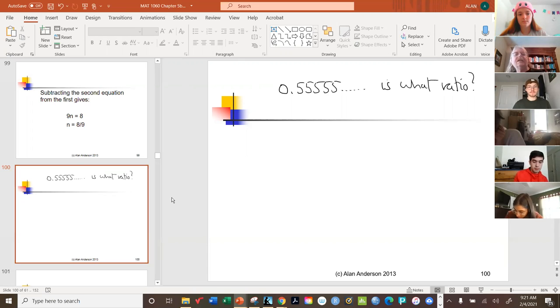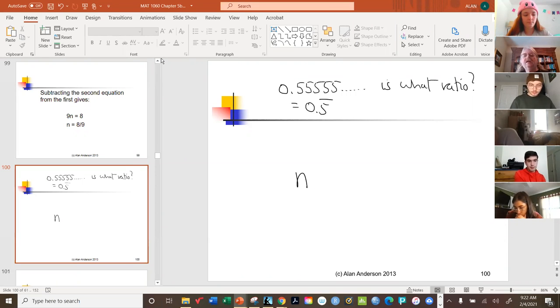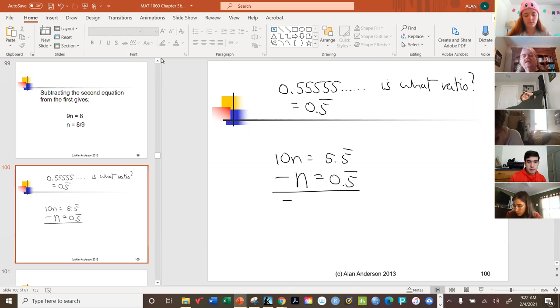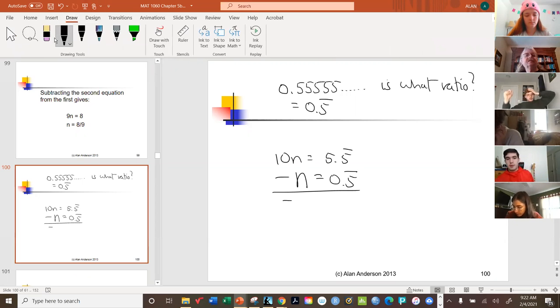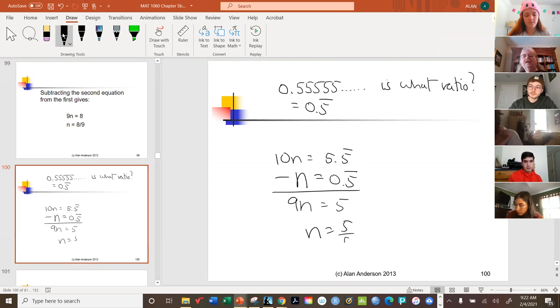5/9, yes, that's exactly correct. So I'm going to show you why, because we're going to let n, and this is of course 0.5 bar. Therefore 10n is 5.5 bar. The difference between the two is 9n equals 5. Now, I do want to point out, though, that this technique depends on how many decimals are being repeated. Let me show you what I mean by that.